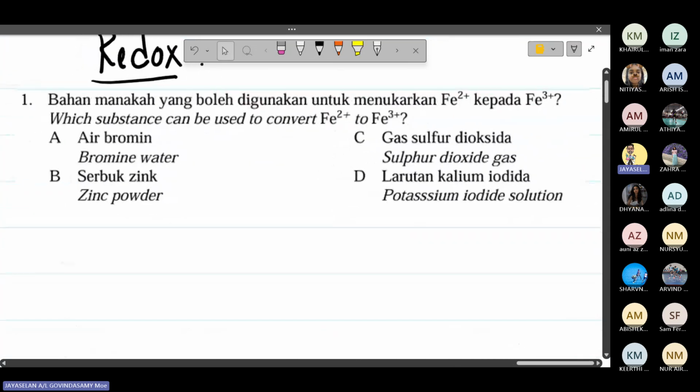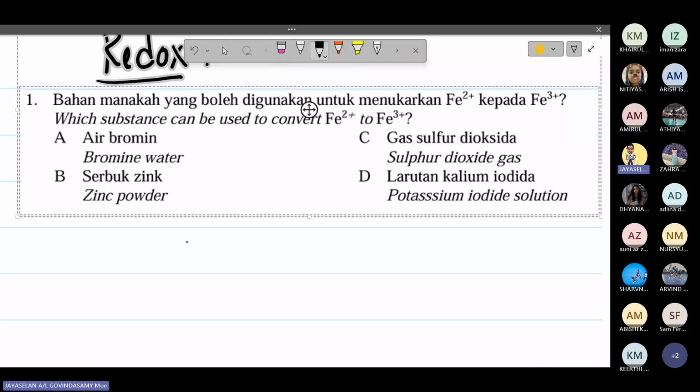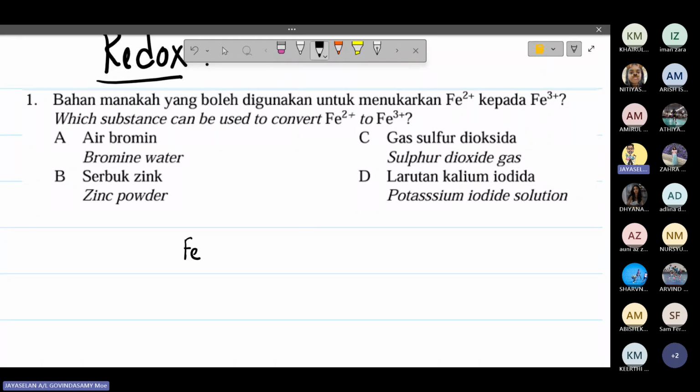Okay, so which substance can convert iron 2 to iron 3? So what you all do here, iron 2 is a reducing agent. Okay, iron 2 reducing agent. So it will undergo what reaction? Fe2 positive turns into Fe3 positive by losing one electron. So what is the name of this reaction? This reaction is called oxidation.